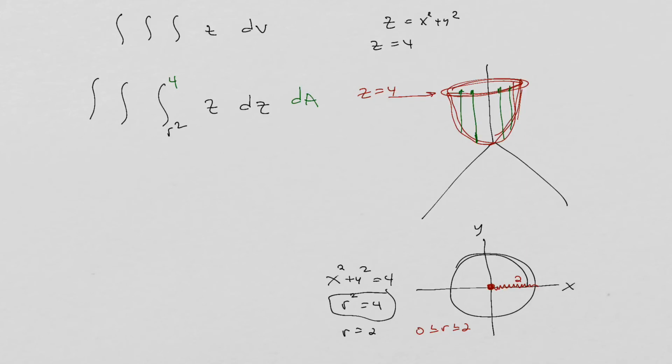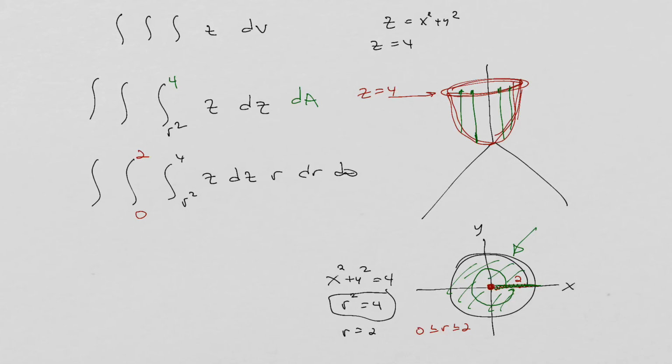Okay? So when I start to rewrite this integral, r squared to 4 of z dz, and then I'm still going to do the r dr d theta stuff, r goes from 0 to 2. Right? And then if you look at theta, when I project this down onto the xy plane again, I'm using this entire circle. So theta starts here at angle 0, works all the way around to pi over 2, to pi, to 3 pi over 2, all the way to 2 pi. So I'm using the entire circle. So theta goes from 0 to 2 pi.